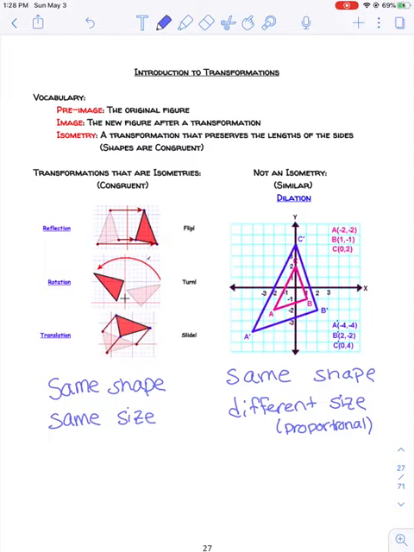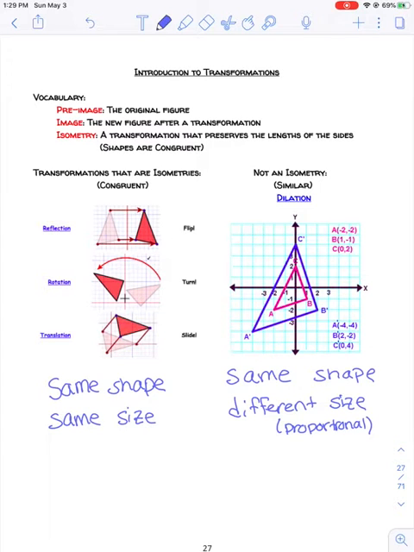Pre-image is one way to refer to the original figure. So whatever you started with, whatever the thing is you're comparing the other one with, the pre-image is the original guy. Then the image is the new figure. So after you've done something, like resized it or moved it, the new shape is the image. And then isometry, the last word, is a transformation that preserves the lengths of the sides. That means that the shapes are congruent instead of just being similar.